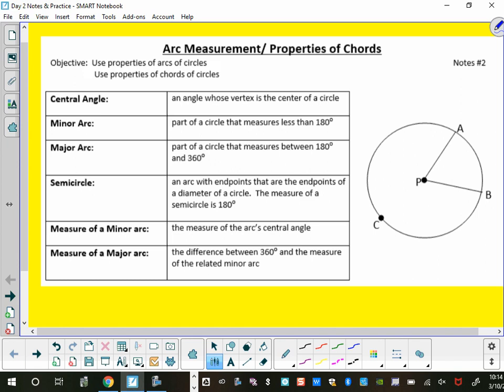So, arc measurement, properties of chord. So we already did properties, can you see? We already did properties of tangents. So we have some more vocabulary.